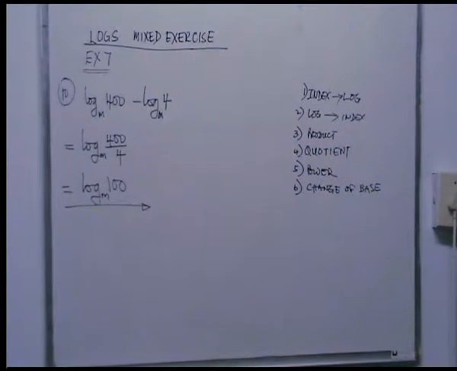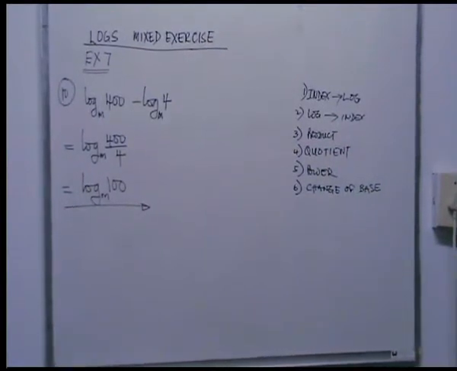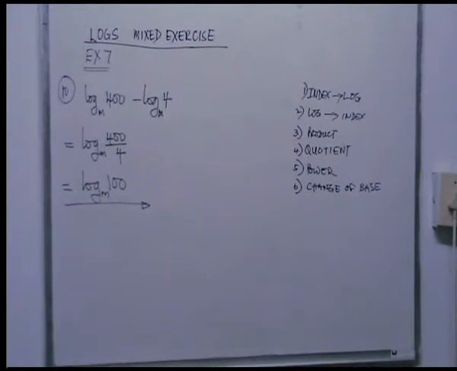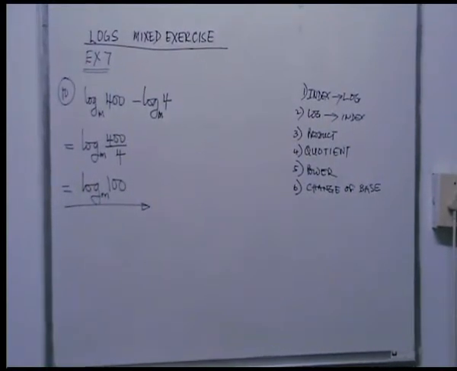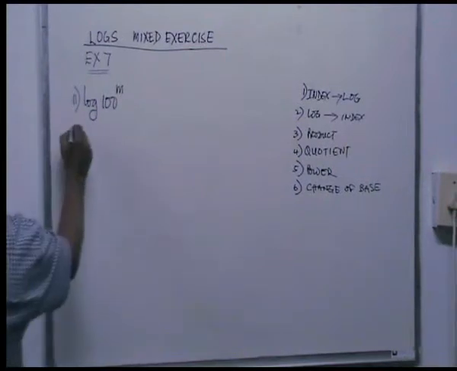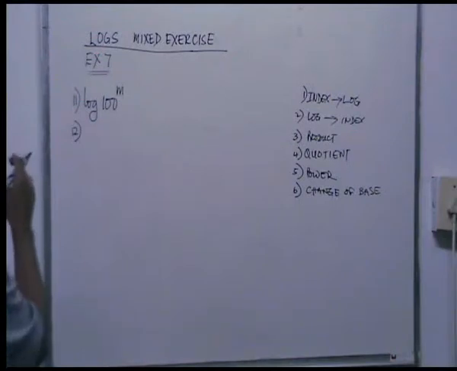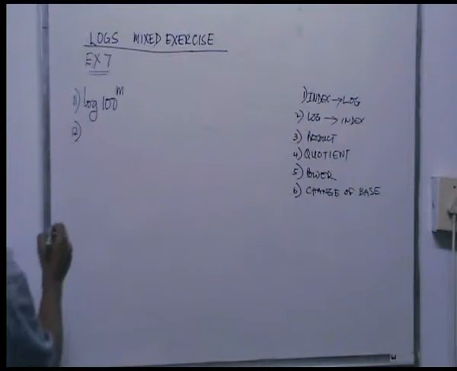Right. I'm sure you're getting the feeling now, and you're seeing how the different laws apply in the different examples. I'm now going to give you number 11 to 20 on the board, and then you can try them. Alright, here's the rest of the exercise. Number 11, log of 100 to the index m. Just apply some law and rewrite it in another way, or if it can be simplified, simplify.